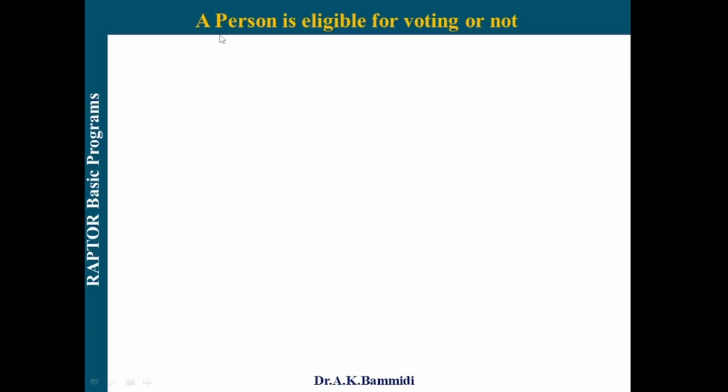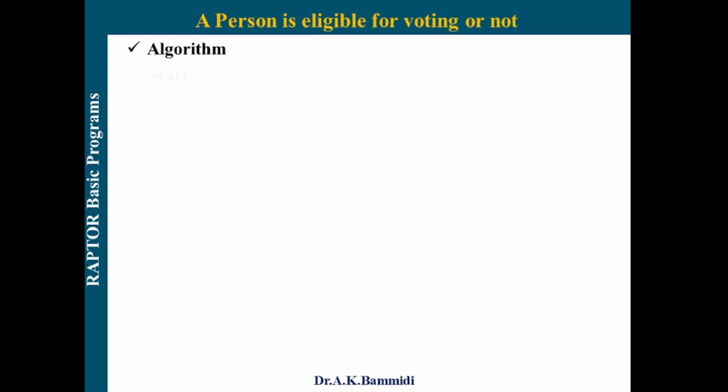Whether the person is eligible for voting or not. So whether the person is eligible for vote or not depends on his or her age. If the age is equal to or greater than 18, then that particular person is eligible for vote. The same thing we will compute and conclude whether the person is eligible for vote or not.